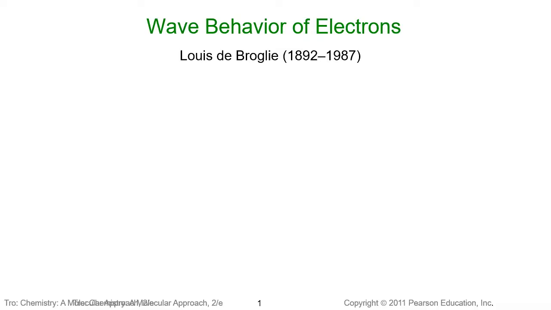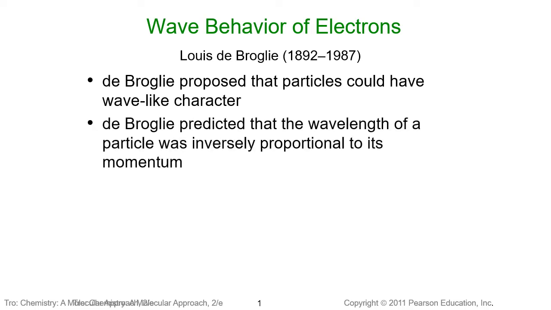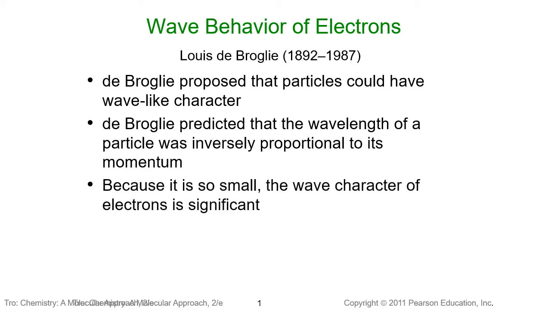Just like light has properties of both waves and particles, it's been found that electrons do as well. Louis de Broglie discovered that particles could have wave-like characteristics as well. He predicted that the wavelength of that particle is inversely proportional to its momentum. So it depends on the speed and the mass of the particle as well.